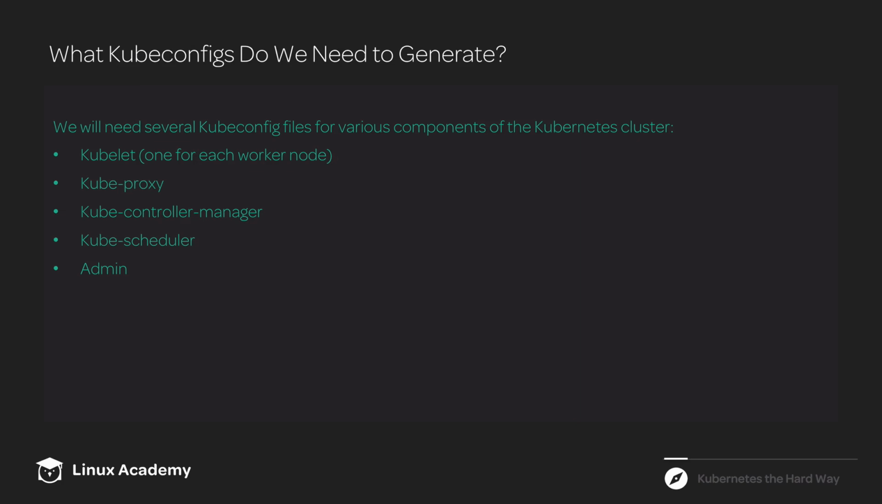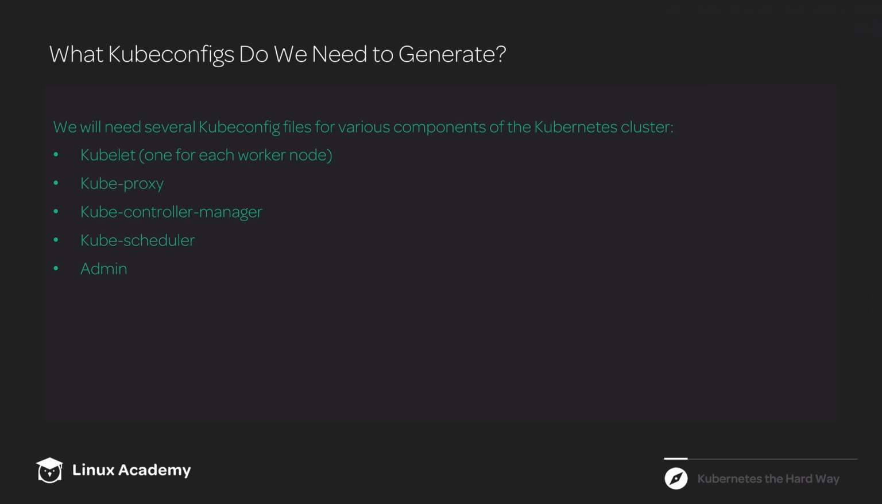So here are the actual kubeconfig files that we need to generate. There are multiple files, and in the end, we're going to have 6 kubeconfig files. We're going to have kubeconfigs for the kubelet service, but we're going to have 2 of those because we're going to have 1 for each node. Then we will have a single kubeconfig for kube-proxy, 1 for kube-controller-manager, 1 for kube-scheduler, and finally 1 for the admin user.